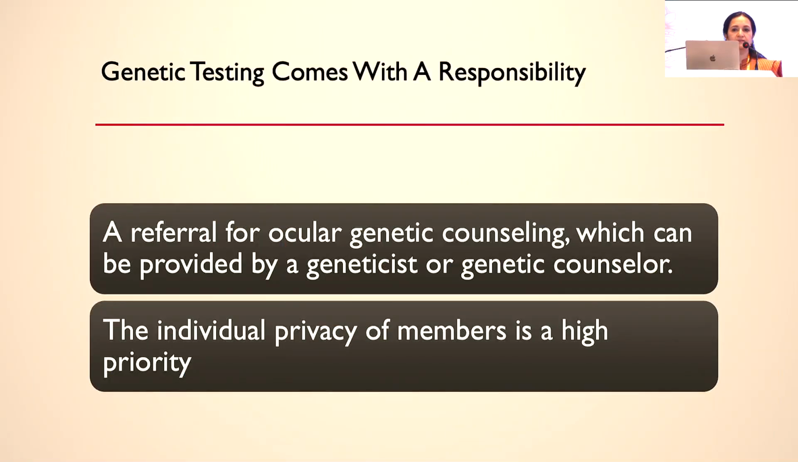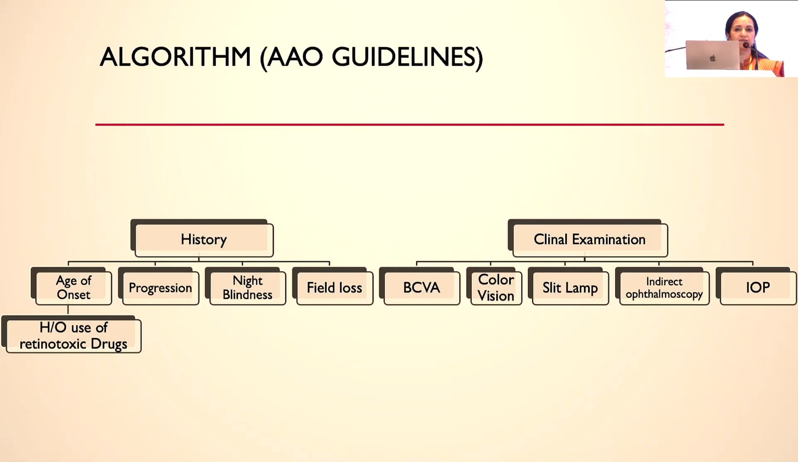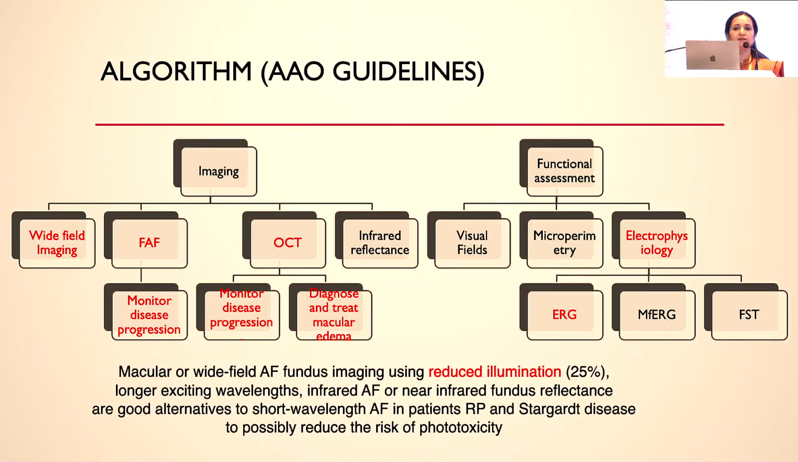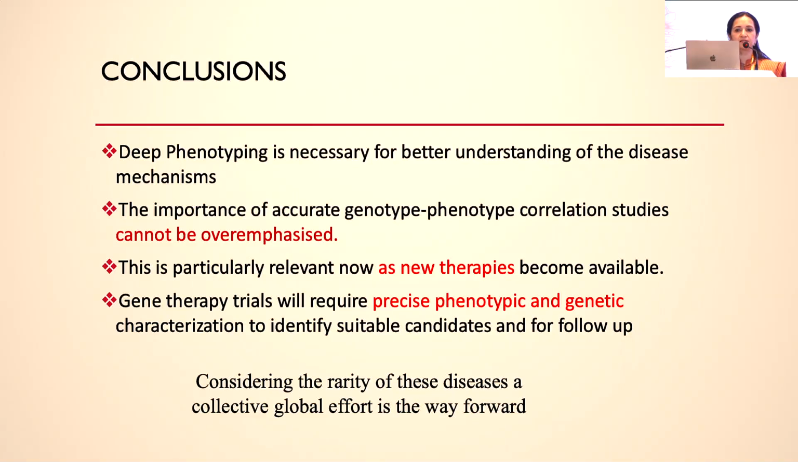So genetic testing comes with the high responsibility of genetic counseling. This is my final algorithm: history and clinical examination should be done, followed by proper imaging techniques and functional assessment. Finally, genetic testing and counseling for these patients to look for eligibility for clinical trials, which may happen more and more in the near future. So the importance of genotype-phenotype correlation cannot be overemphasized.